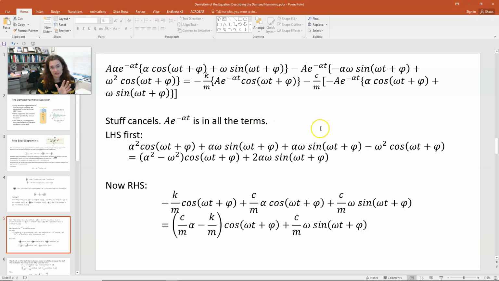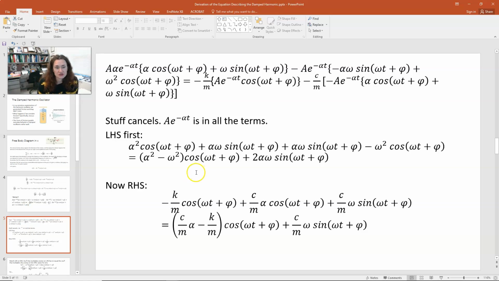Okay, now let's look at the new right-hand side with the a e to the minus alpha t's all canceled out. If you do that, then what you end up with for your right-hand side is minus k over m times cosine omega t plus phi plus c alpha over m cosine omega t plus phi plus c omega over m sine omega t plus phi. Now, putting all my cosine terms together and all my sine terms together, I end up with c over m alpha minus k over m times cosine omega t plus phi plus c omega over m times sine omega t plus phi. All right? So we have our left-hand side now, and we have our right-hand side simplified out.